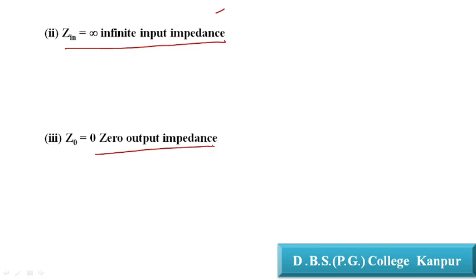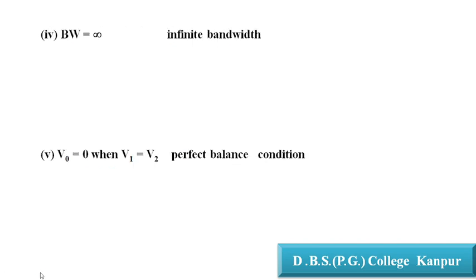So these are the properties of an ideal operational amplifier: firstly, the gain is infinite; input impedance is infinite; and the output impedance is 0. Keep in mind that an operational amplifier is always a voltage amplifier. Now we discuss its fourth property, a very important property. The bandwidth should be infinite for an ideal operational amplifier. An operational amplifier is called ideal if its bandwidth is infinite.